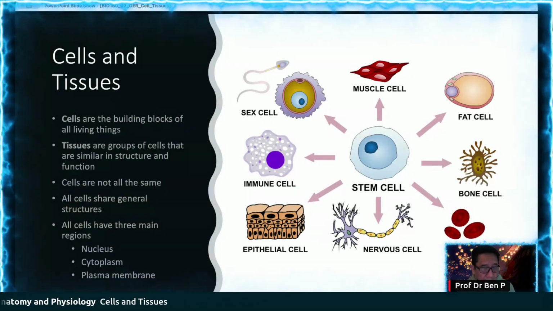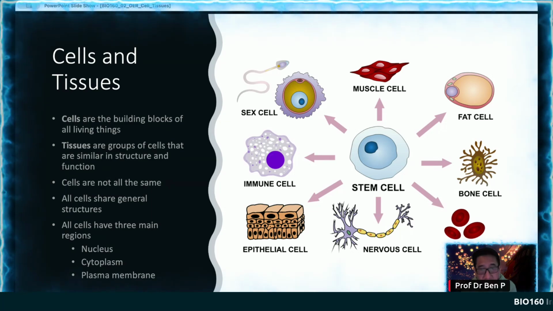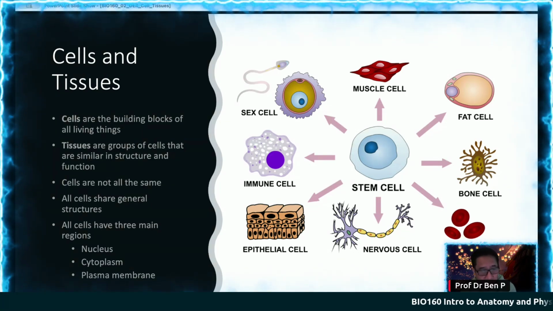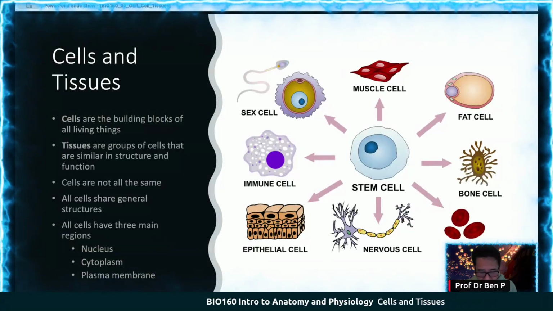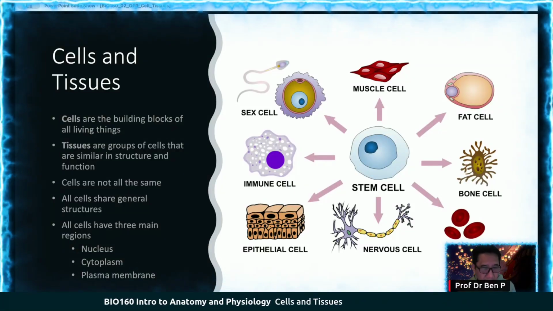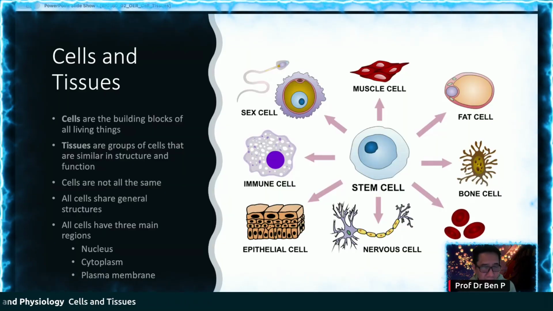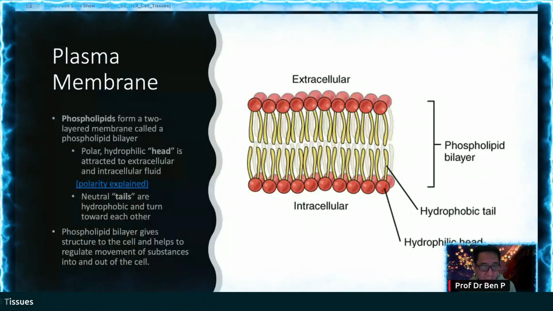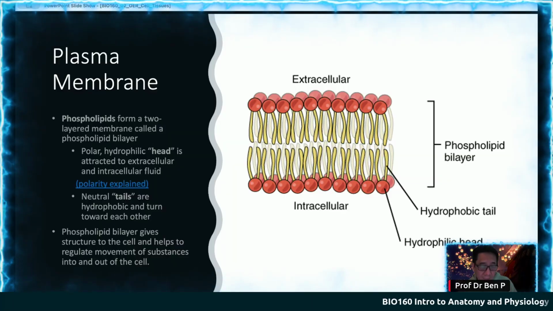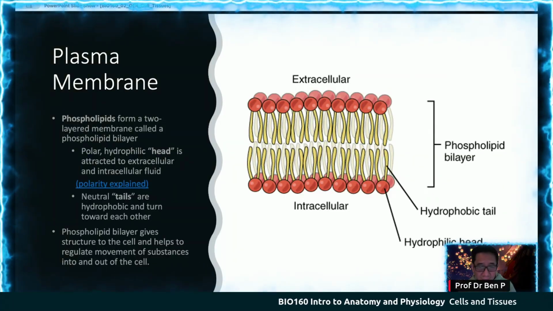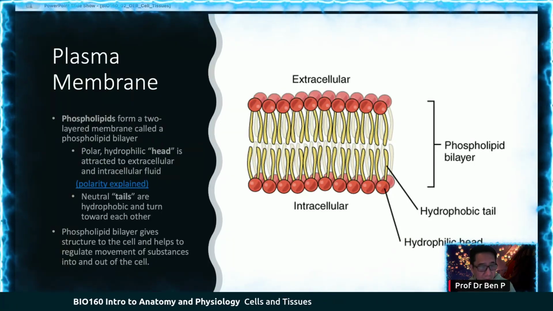One thing though, all of your cells do share some common features. Usually all cells have these three things in common: your nucleus, cytoplasm, and plasma membrane. The plasma membrane is the layer on the outside of your cells. You might have learned this in Bio 181, or biology class back in high school.